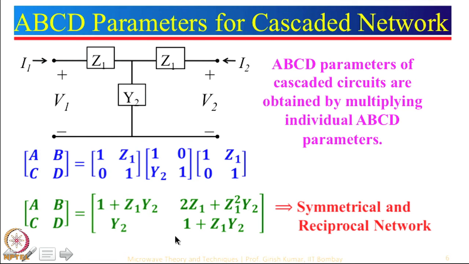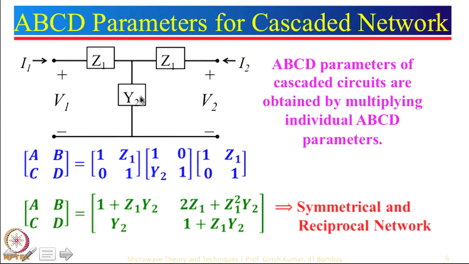And just to see whether you have made any mistake or not, you can make a quick check whether the network is symmetrical and reciprocal or not. You can see from here, if we look from this side or from this side, the network is symmetrical from both sides. Hence, A should be equal to D. Let us see whether we have got that or not. This is 1 plus Z1 Y2, and this is 1 plus Z1 Y2. So, we can say A is equal to D. Now, this network is reciprocal because all these are nothing but RLC components. So, that is a reciprocal network. Let us see whether AD minus BC is equal to 1 or not.